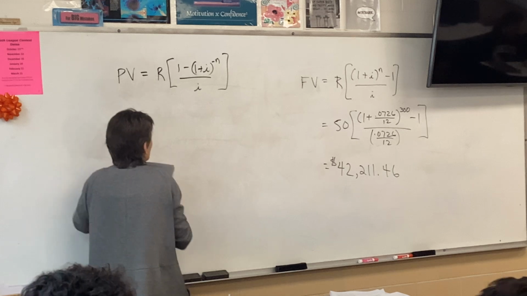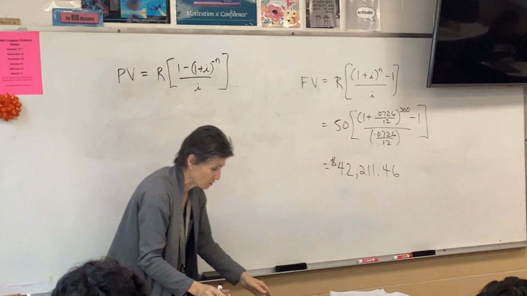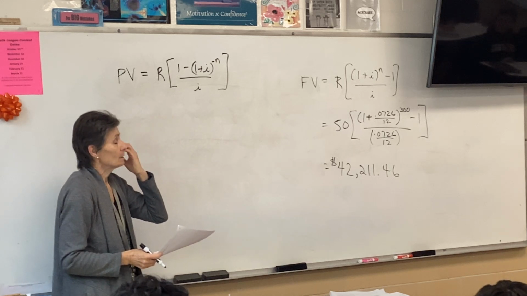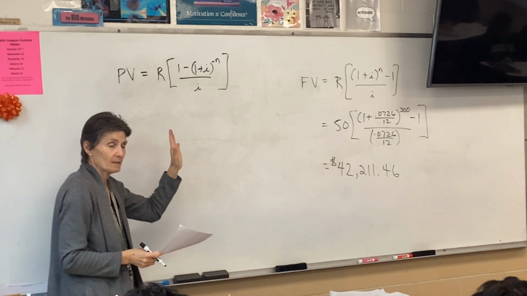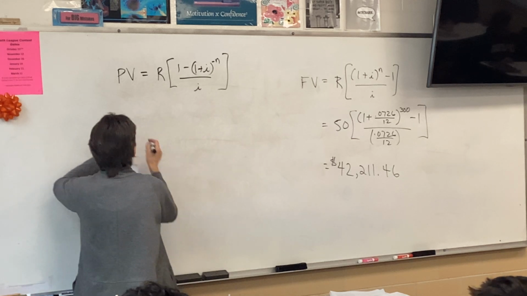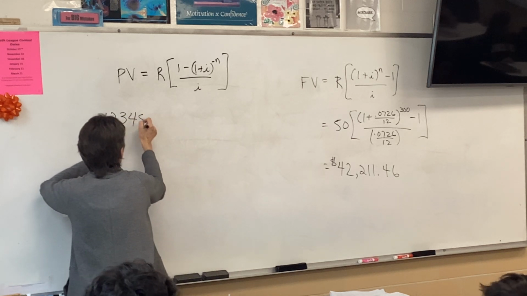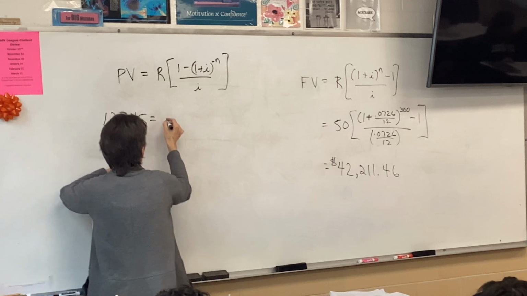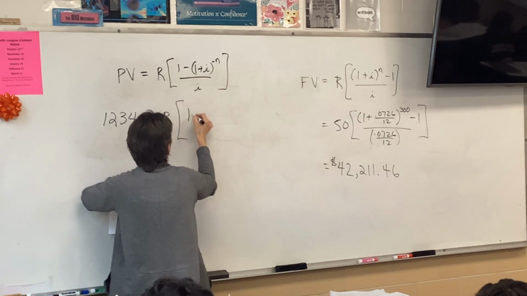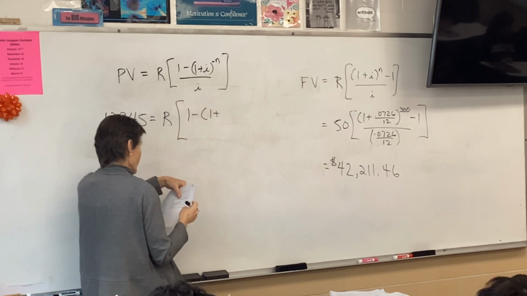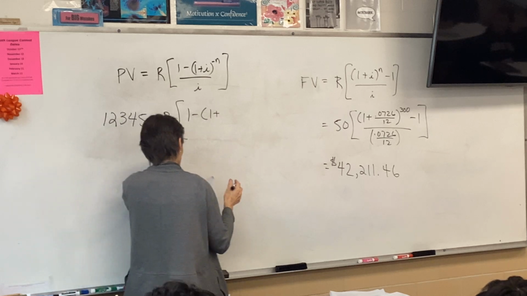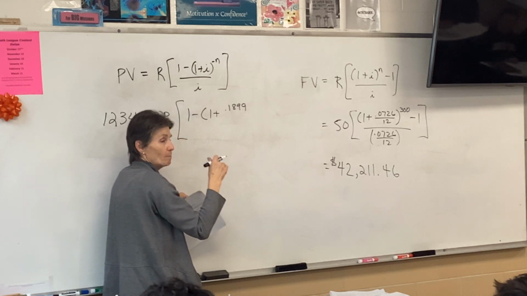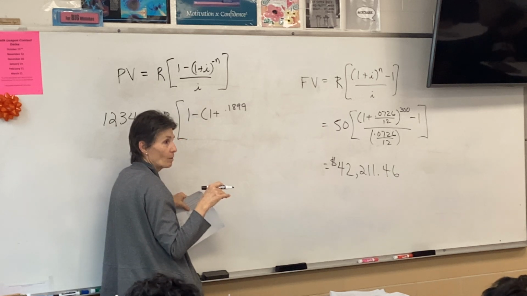You guys, this is going to amaze you, so please pay attention. He knows that he has a loan, and he's going to make payments on it. The present value of the loan is 12,345. We don't know what the payments will be, we're going to figure that out. But we know the interest rate is 0.1899, which by the way is low compared to today's interest rates on credit cards.